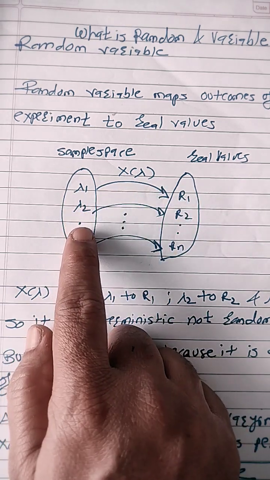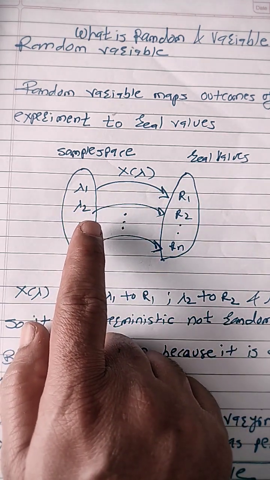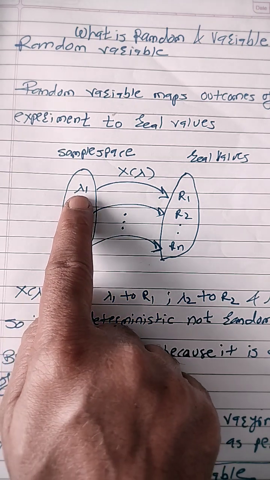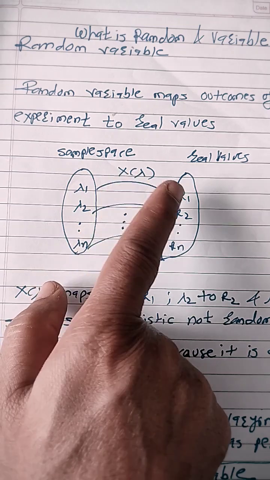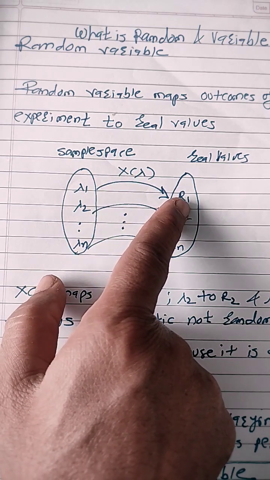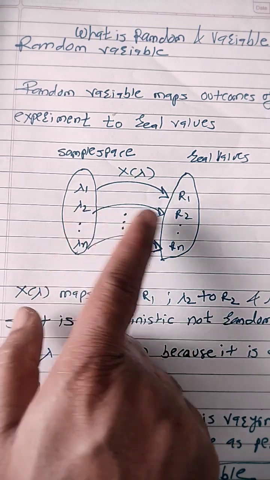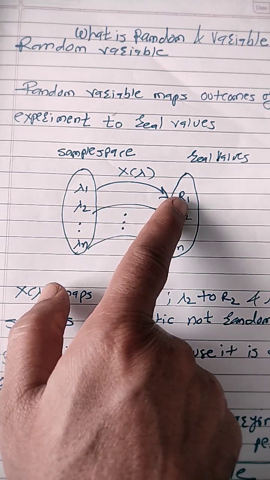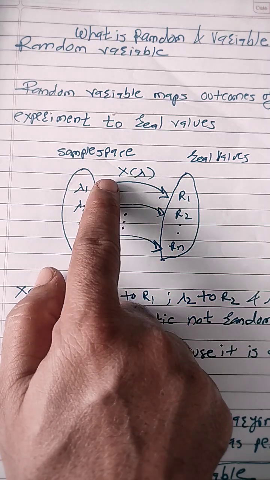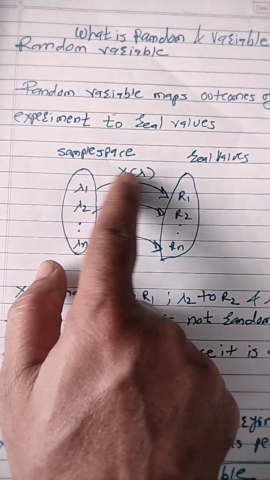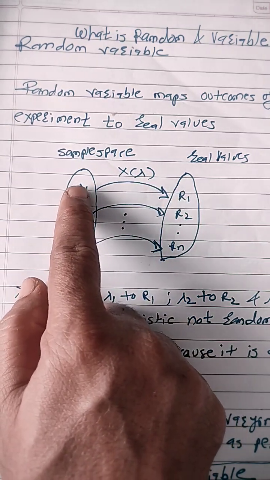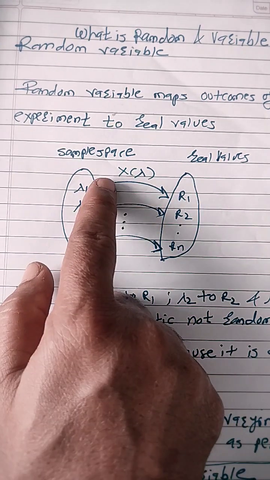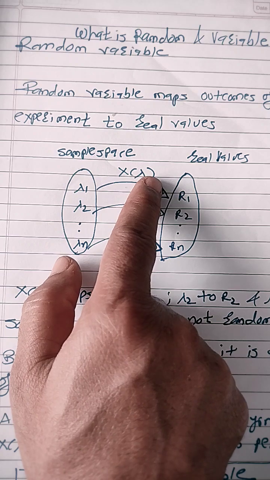That means its mapping is not random. When you give the input lambda 1 to X(lambda), it maps to r1. So that is deterministic. It is fixed. It will map lambda 2 to r2 only. That is also fixed. It will not map lambda 2 to r1 or lambda 2 to rn. That means it is not random. This function is not random. It is mapping the random values to the fixed values. That's why X(lambda) is not random.